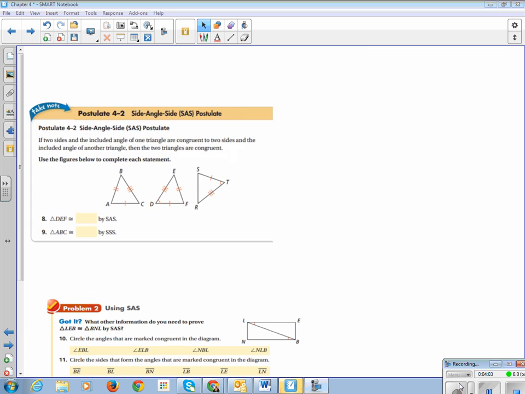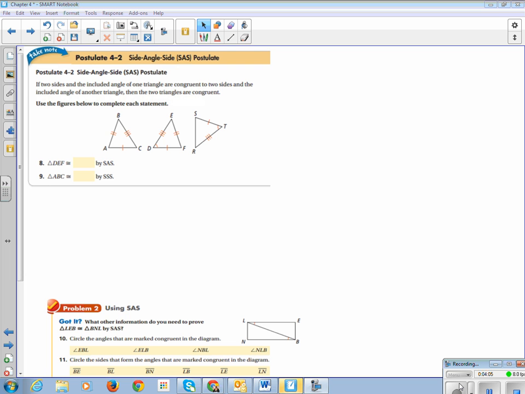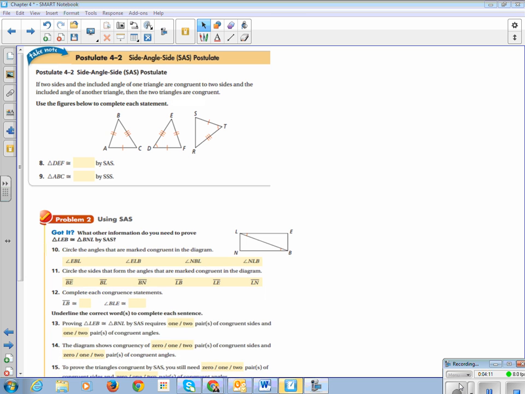All right, postulate 4-2, side, angle, side. We had side, side, side before. Now we have side, angle, side. If two sides and an included angle are congruent to two sides and an included angle of another triangle, then the two triangles are congruent. Let's see how this works out.